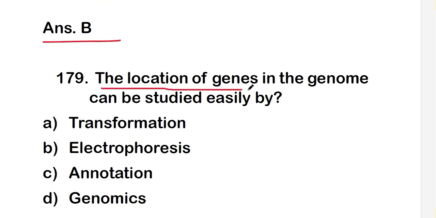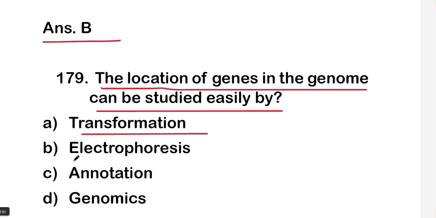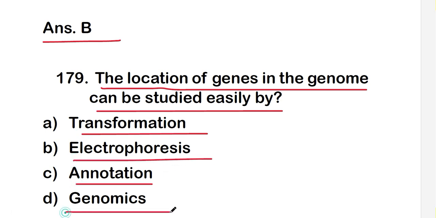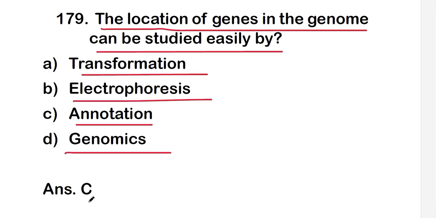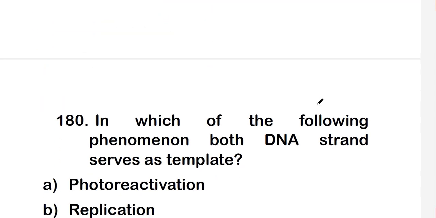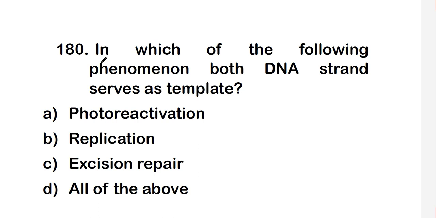So the location of genes in the genome can be studied easily by: option A transformation, option B electrophoresis, option C annotation, or option D genomics. And the right one is option C, that is annotation. So the location of genes in the genome can be studied easily by annotation. Okay, so let's move on to the last question of this video.